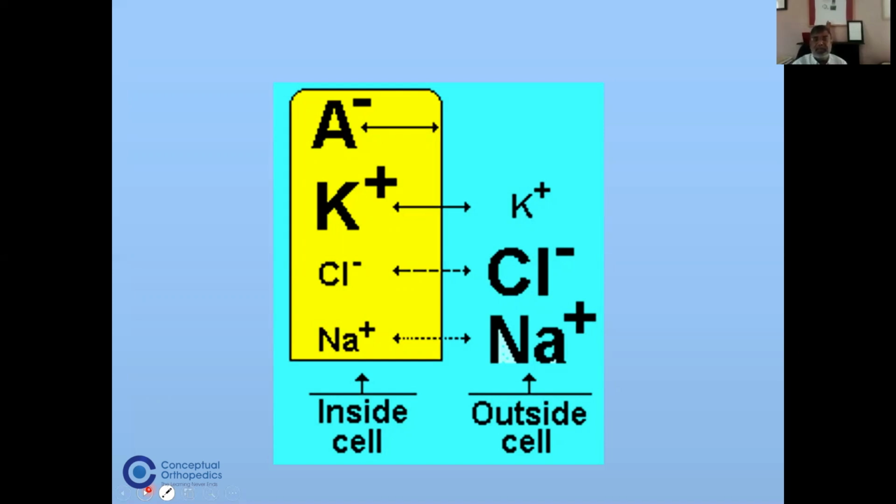works. At this moment, just remember, sodium chloride or salt is normally more abundant outside the cell, and potassium and anions, which are normally protein anions, are inside the cell. So the potassium and anions inside the cell, and sodium chloride outside the cell, are all kept in different concentrations inside and outside, so that the resting potential of minus 70 millivolt is maintained.